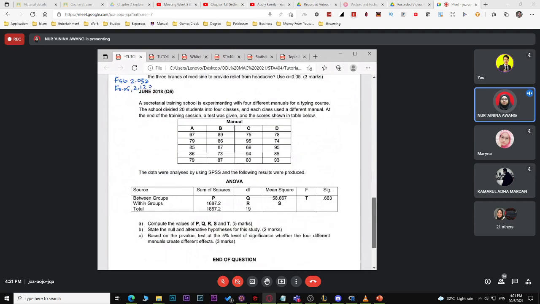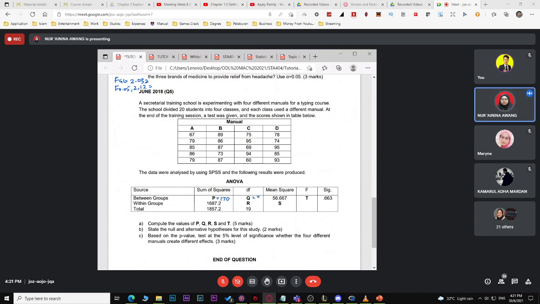And the last one is June 2018. So for June 2018, compute the value P, Q, R, S, T. Okay, so you can cari 5 benda. So sama untuk P, just tolak saja. 1857.2 tolak 1687.2. So you will get the value is 170. Okay. So sini 170. And then Q, since you have 4 manual, okay, so 4 minus 1.